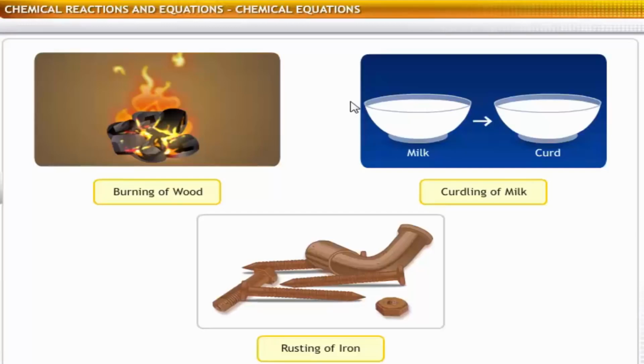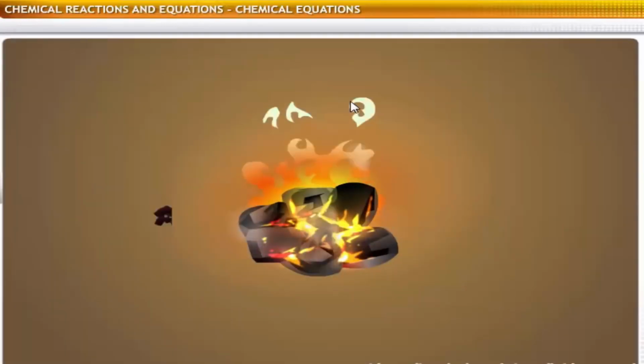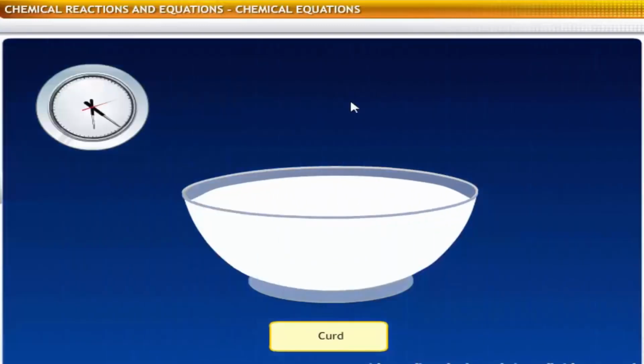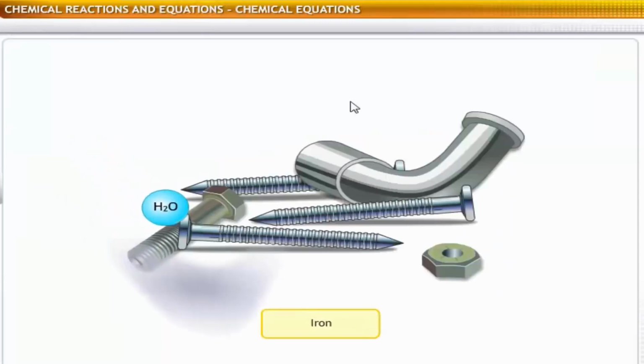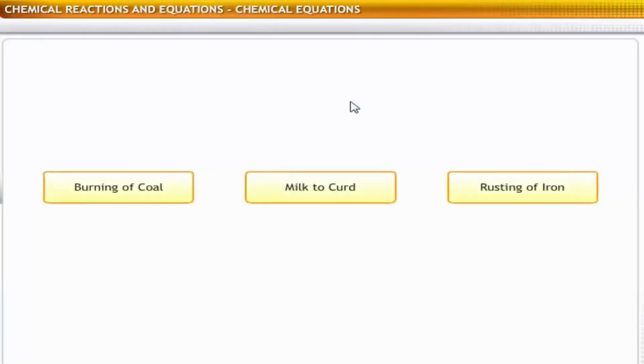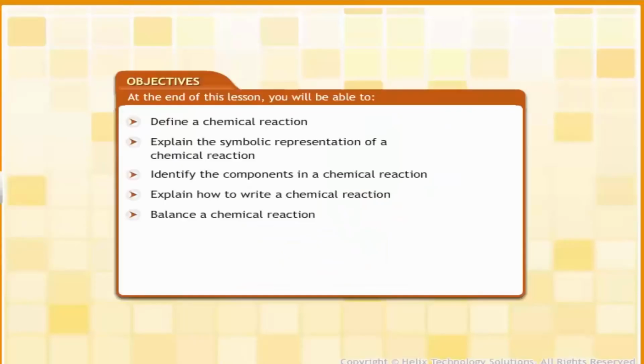All the time, we see changes such as the burning of coal to produce heat, the changing of milk into curd, and the rusting of iron when exposed to moisture. All these changes are a result of chemical reactions. These chemical changes can be represented through chemical equations. In this lesson, you will learn about writing and balancing chemical equations.